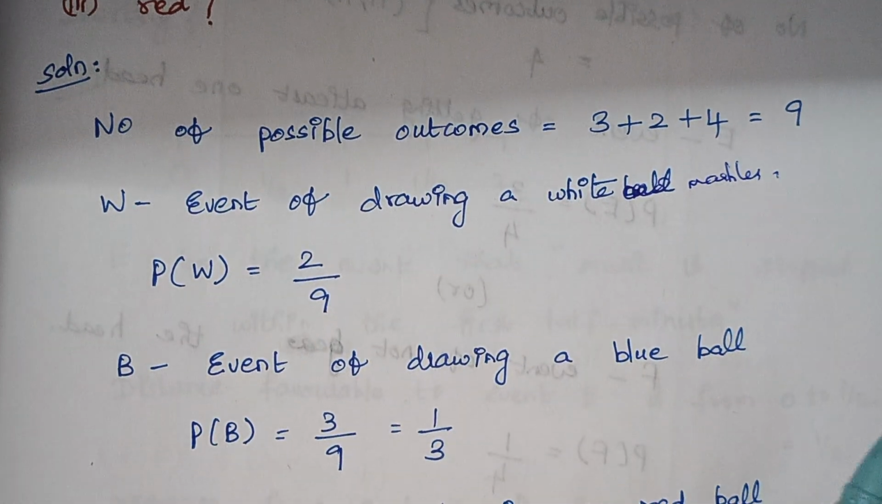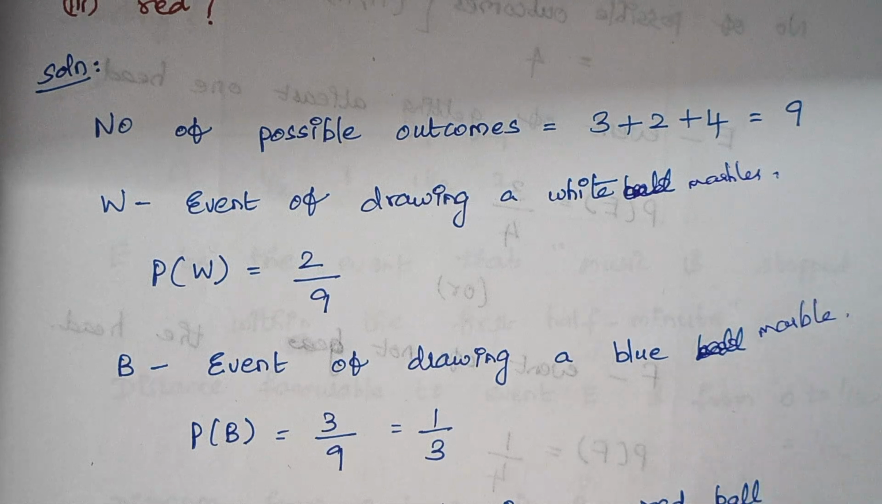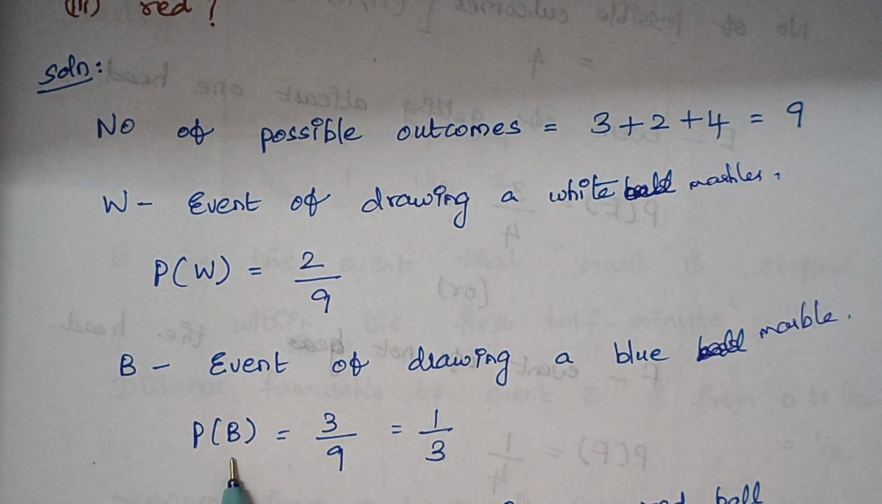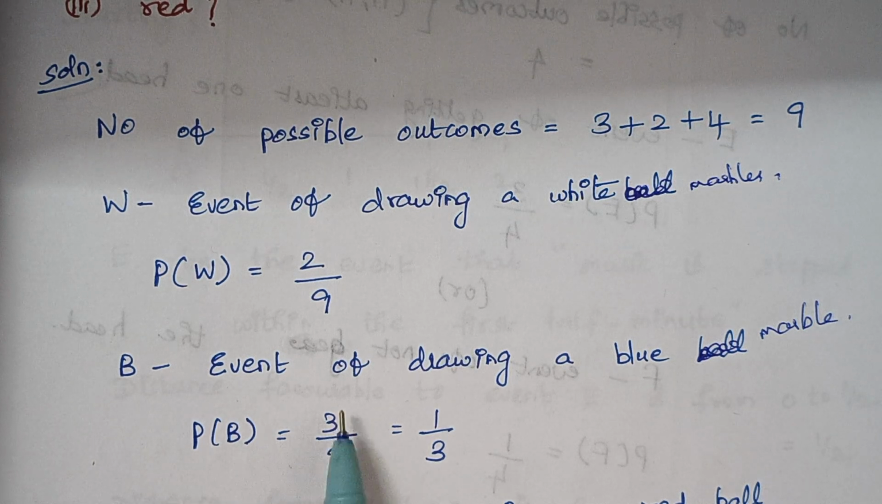The next one is the event of drawing a blue marble. So how many blue marbles do we have? We have 3. Therefore, the probability of withdrawing a blue marble is 3 by 9. Okay, 9 stands for the total number of marbles and I have only 3 blue marbles. Therefore 3 by 9, which is 1 by 3.